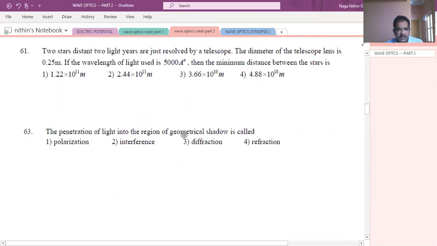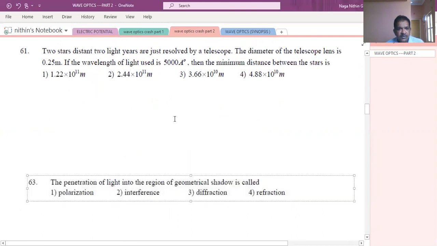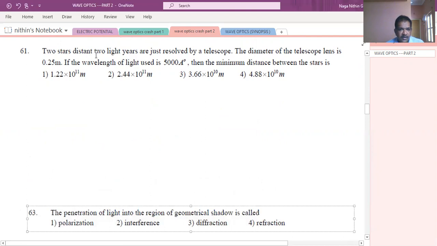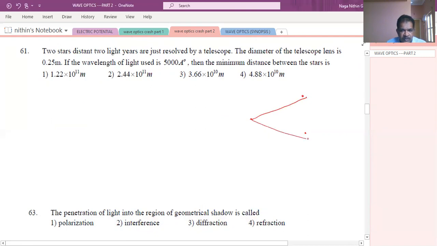Next, 61, you see, two stars distant 2 light years are just resolved by a telescope. Here one star is there. Here one star is there. From this telescope, these two stars are just resolved. Like that it is there. Okay.